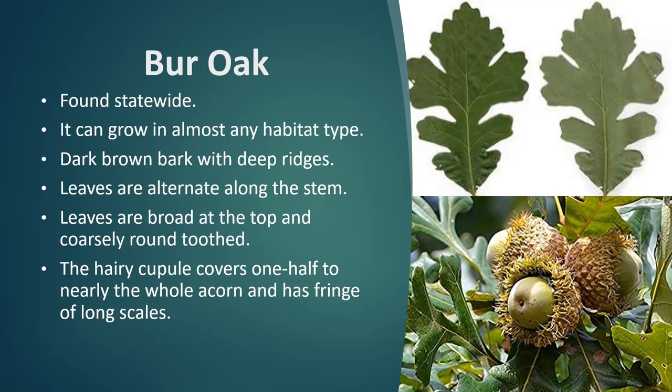Bur oak acorns are the preferred food source for many species, including deer, turkey, wood ducks really like bur oaks, as well as rabbits, squirrels, and of course many kinds of rodent species. But what's really unique about this acorn is the acorn cap. Most people call it the cap. Botanists call it a cupule, but we're essentially referring to the acorn cap. And in this specific species, that acorn cap covers almost the entire acorn. So you can see that entire acorn is wrapped up in that cap.